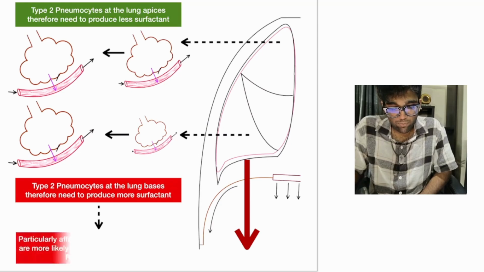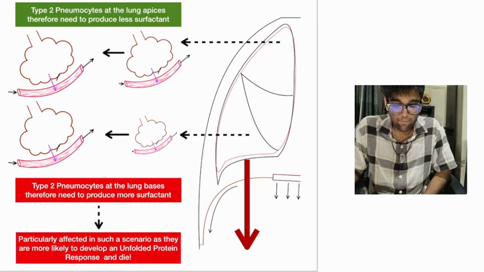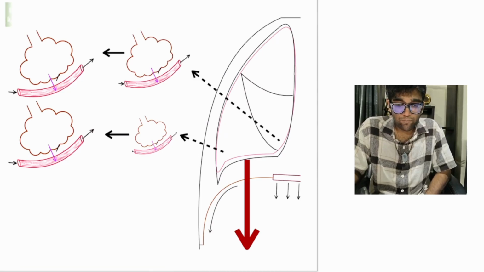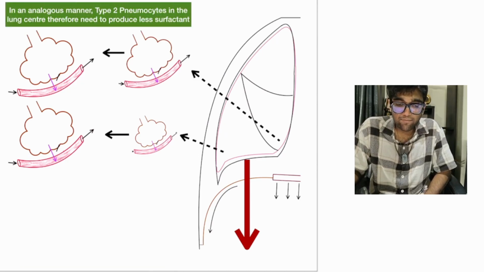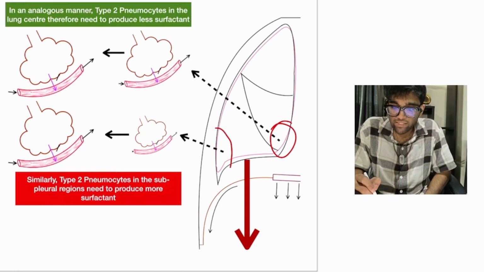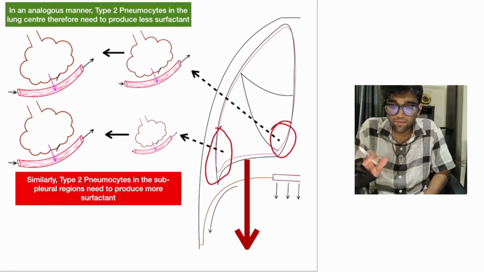And because they need to produce more surfactant, they are particularly affected by a pathophysiology that puts type 2 pneumocytes at increased risk of unfolded protein response, i.e. usual interstitial pneumonia. Now, similarly, in an analogous manner, type 2 pneumocytes in the center of the lung, that is towards this area of the lung, versus type 2 pneumocytes at the subpleural regions, would have similar changes.